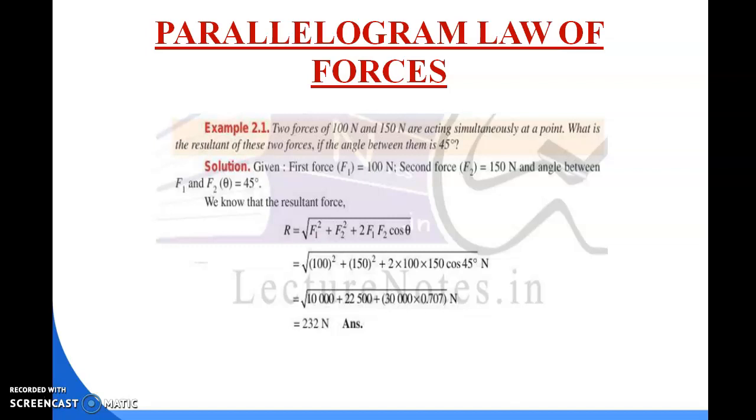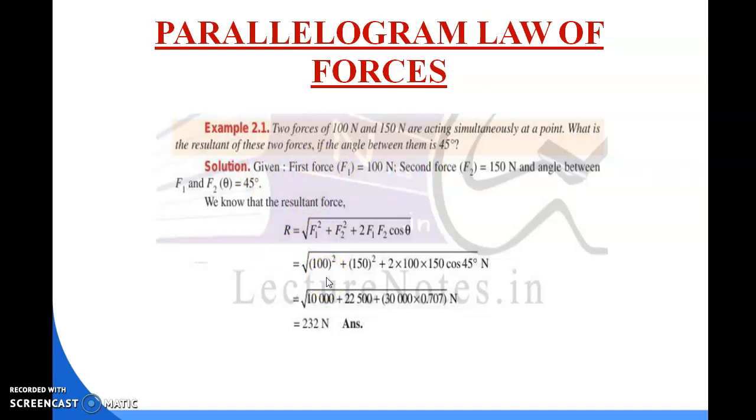Here the given data is: the first force F1 is 100 Newton, the second force F2 is 150 Newton, and the angle between F1 and F2, which is theta, is 45 degrees. The question asked is, what is the resultant force? So resultant force R equals how much? We know the formula: R equals the square root of F1 squared plus F2 squared plus 2 F1 F2 cos theta. Just put in the values of F1 and F2.